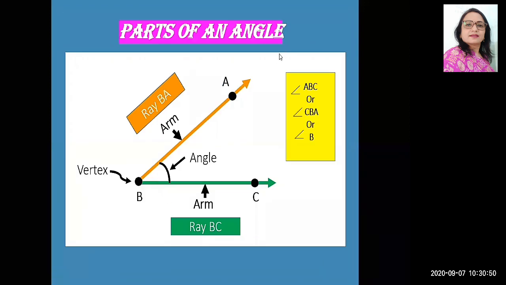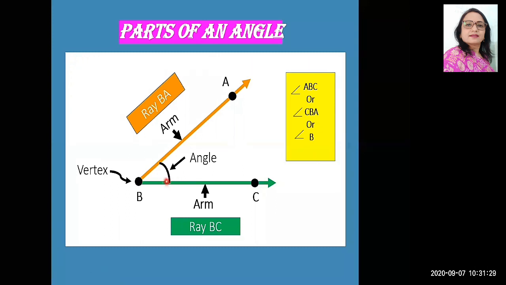Parts of an angle. Students, can you see these two rays? In this, there are 3 points, point A, point B, and point C. Now these 3 points together make an angle. You all know that we can name the angle with 3 letters or 1 letter also. So what is the name of this angle? The name of the angle is angle ABC or angle CBA or angle B. This we had already learned last year.